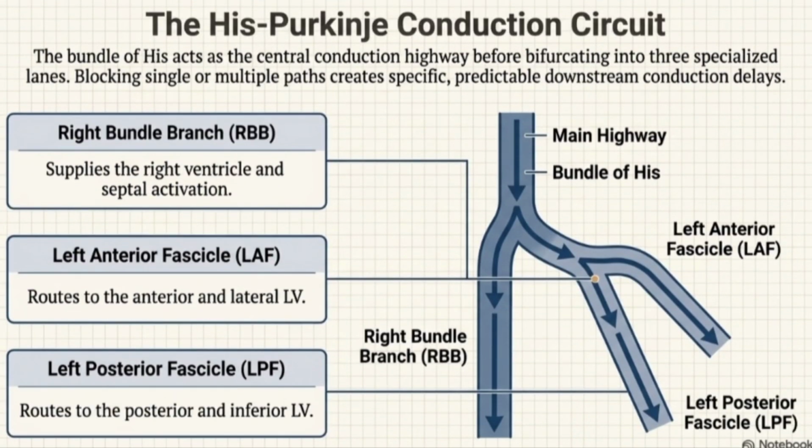His-Purkinje conduction circuit. The bundle of His acts as the central conduction highway before bifurcating into three specialized lanes. Blocking single or multiple paths creates specific, predictable downstream conduction delays. The right bundle branch is involved in supplying the right ventricle and septum. The left anterior fascicle routes to the anterior and lateral left ventricle, and the left posterior fascicle routes to the posterior and inferior LV. The right bundle branch supplies the right ventricle and is involved in septal activation.